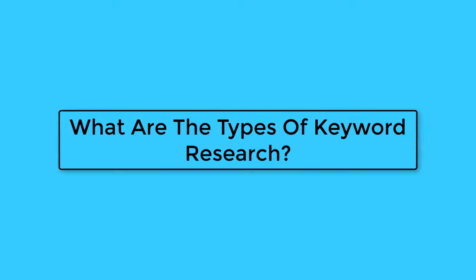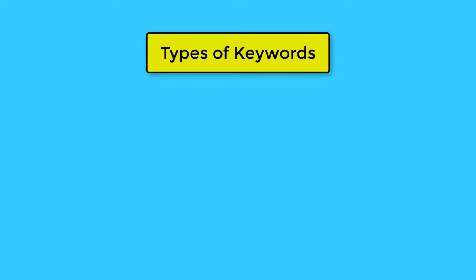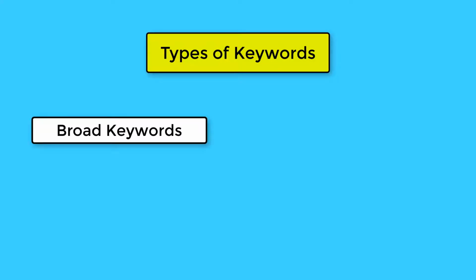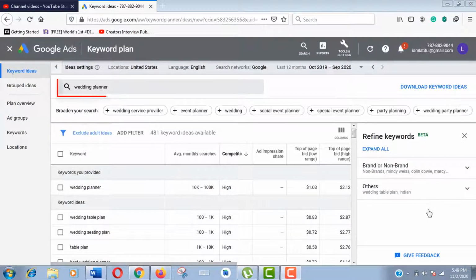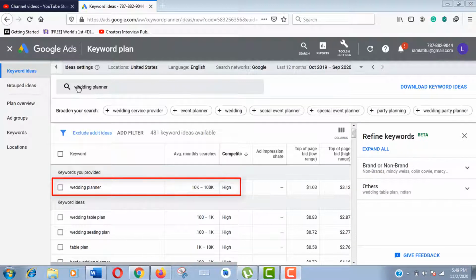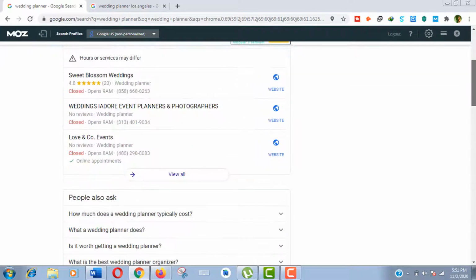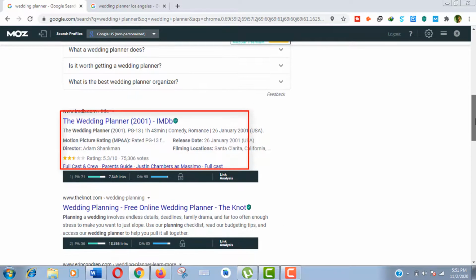What are the types of keywords? Keywords are mainly two types: broad keywords and long tail keywords. Broad keywords typically consist of a maximum of 2 words. Usually, they have a large search volume. Normally, they get high bounce rates as they are not targeted.